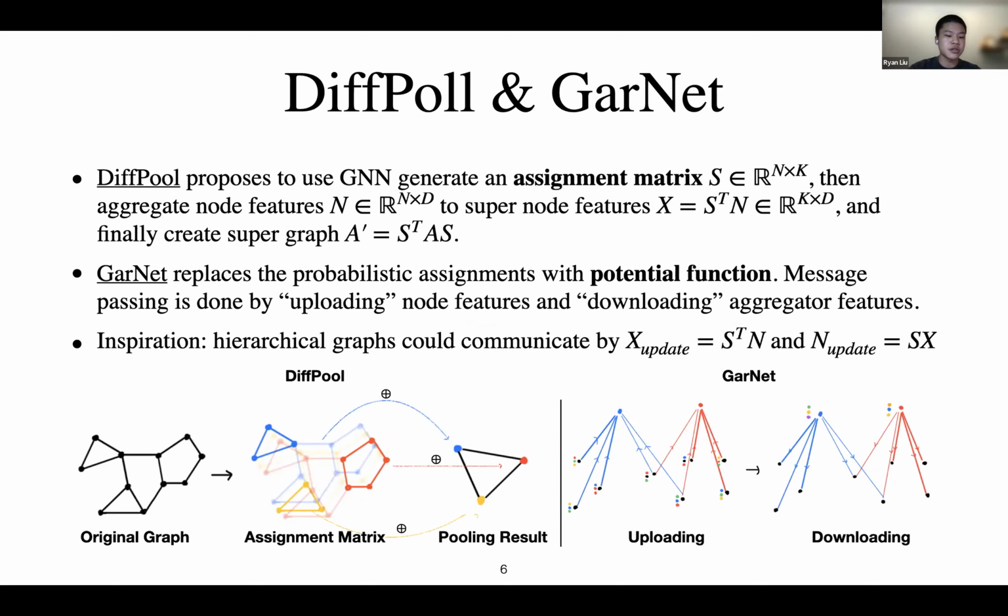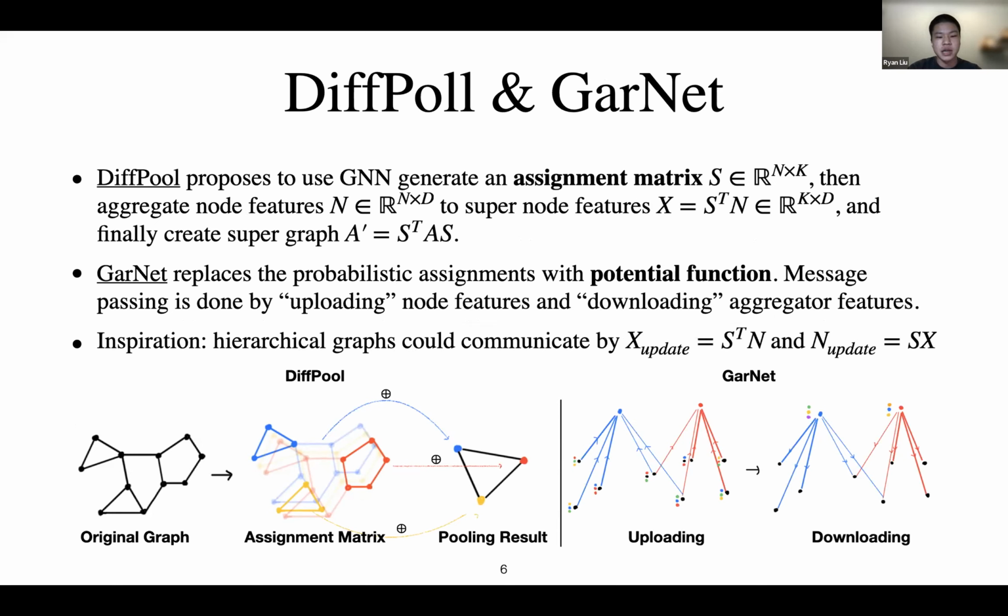So before jumping into my algorithm, there are a lot of related works in this area, and I would like to briefly discuss them and gain some inspiration from them. The first one is Diffpool. Diffpool proposes to use GNN to generate a probabilistic distribution S for each node to belong to each cluster.